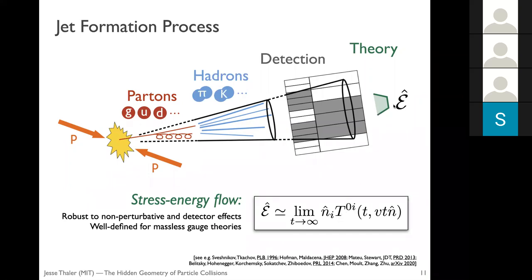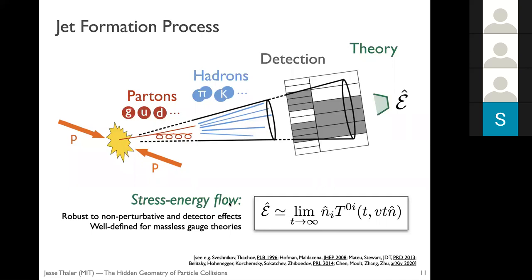And the flow of energy off to infinity, we can define with a quantum mechanical operator, and correlations of these stress energy flow operators. That's basically the information that's robust to non-perturbative and detector effects. In massless gauge theories, talking about the number of particles is not really well defined, but talking about the flow of energy, that is something that is well defined and calculable. So we're going to be focusing on just the stress energy flow of an event.